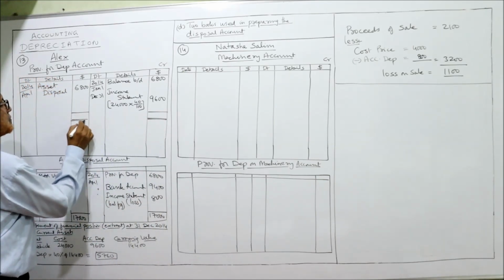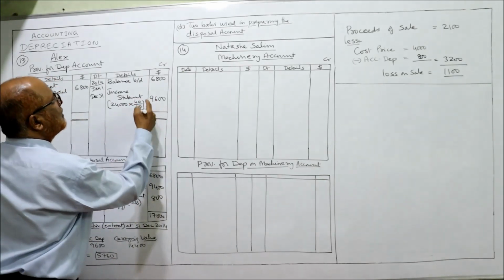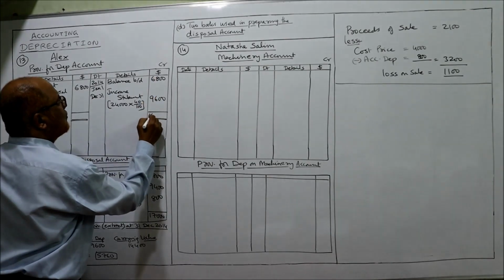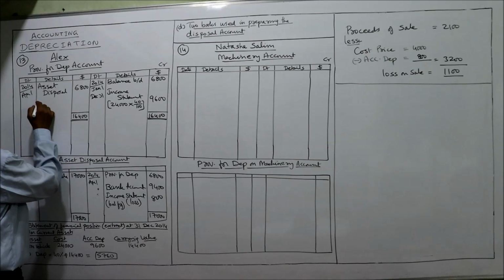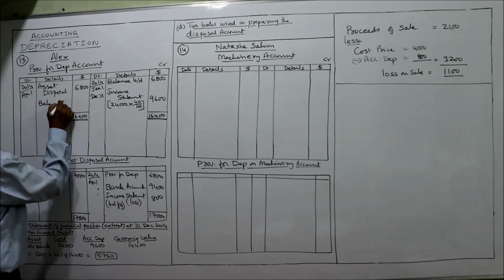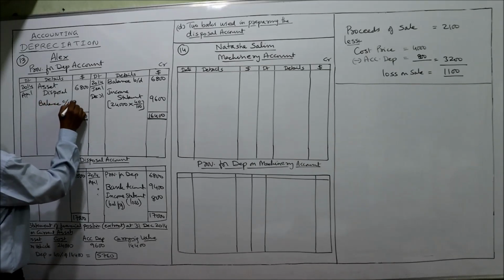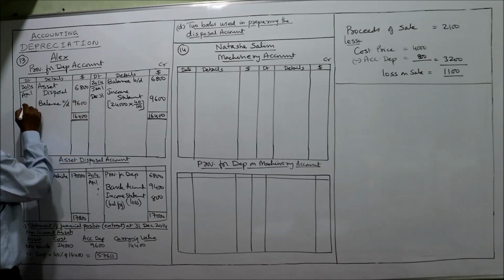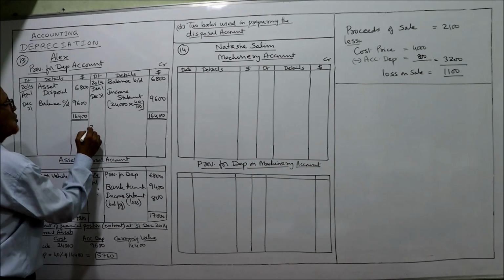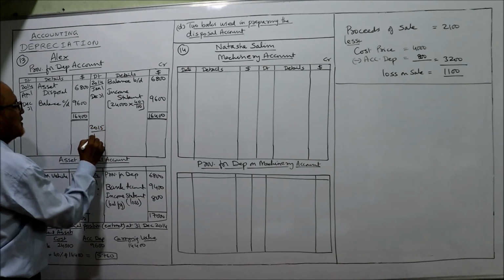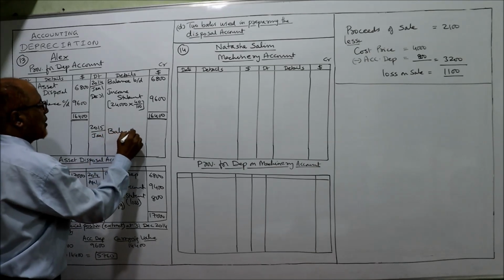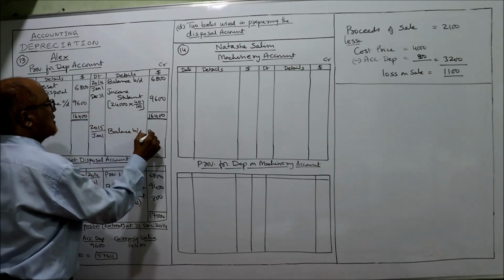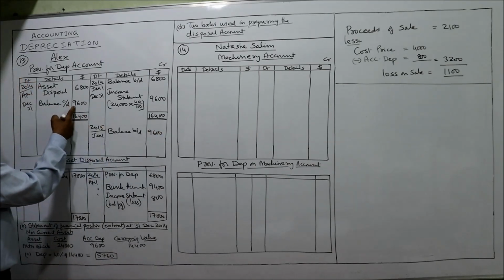Now carry it down. 9, 10, 15, 16,400. Here also 16,400. Balance carried down 9,600. This is the last date, December 31st. Here, 2015 January 1st. Balance brought down 9,600. Here carried down 9,600.